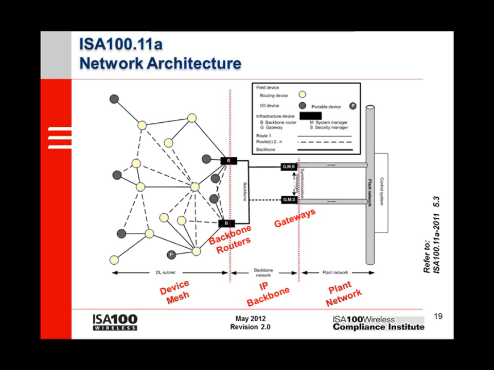On the left, we have a device mesh domain. This is the mesh network of battery-powered field devices. Those of you with some mesh networking experience will immediately recognize that the device's connection to the plant network tends to degrade as you move farther to the left of this diagram, away from the backbone.